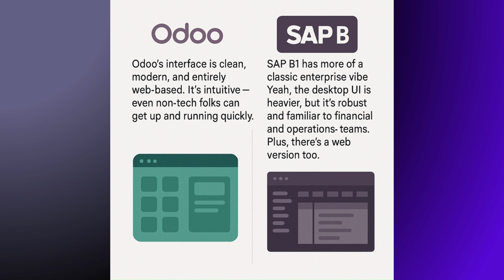Odoo's interface is clean, modern, and entirely web-based. It's intuitive. Even non-tech folks can get up and running quickly. SAP B1 has more of a classic enterprise vibe. Yeah, the desktop UI is heavier, but it's robust and familiar to financial and operations teams. Plus, there's a web version too.